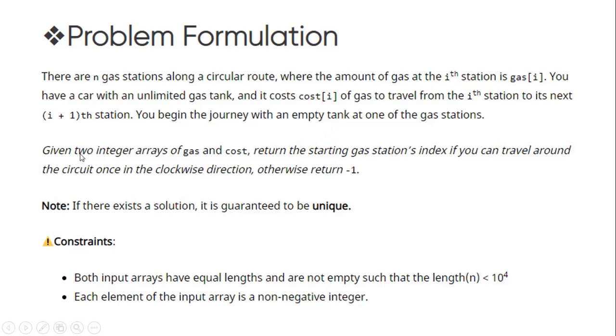So the question further says, given two integer arrays of gas and cost, return the starting gas station's index if you can travel around the circuit once in the clockwise direction. Otherwise, return -1. Also, it states that if there exists a solution, it is guaranteed to be unique. Now that was all theory. Let us go ahead and try to understand this with the help of an example.